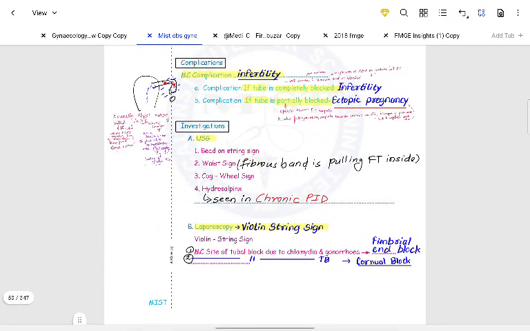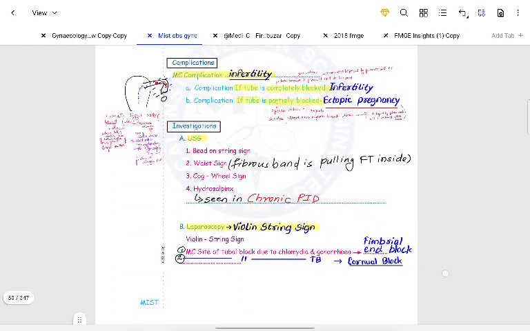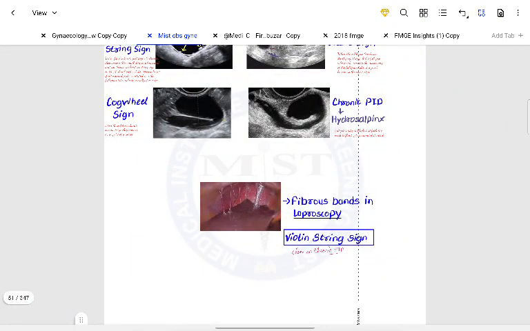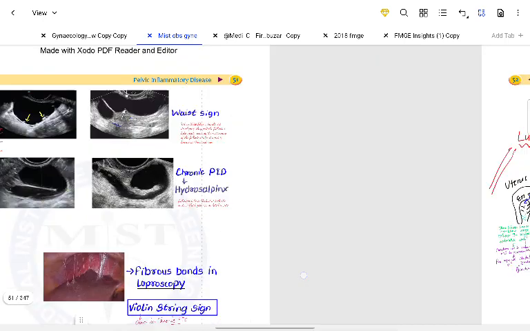So overall, now we're talking about Neisseria gonorrhea and chlamydia. It blocks the fimbrial end, from where the trickling of pus can be seen in case of laparoscopy. So in laparoscopy, we see fibrous bands in the form of violin string sign. So that's it for PID.